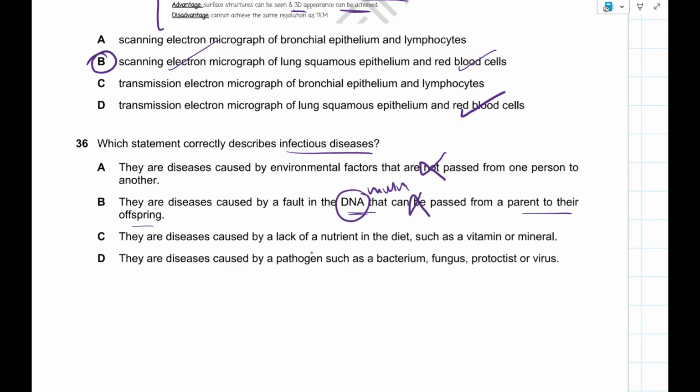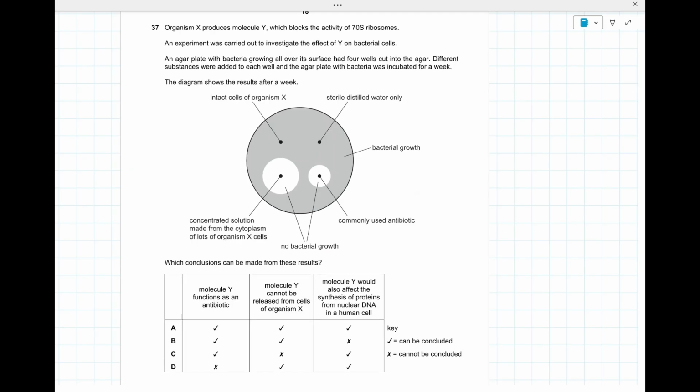C. They are diseases caused by lack of nutrition in the diet. This is incorrect. D. They are diseases caused by pathogens such as bacterium, fungus, protoctist, or virus. This is correct because they can be transmitted, and the answer is going to be D. Question number 37. Organism X produces molecule Y, which blocks the activity of 70S ribosomes. So this instantly tells us that this is an antibiotic.